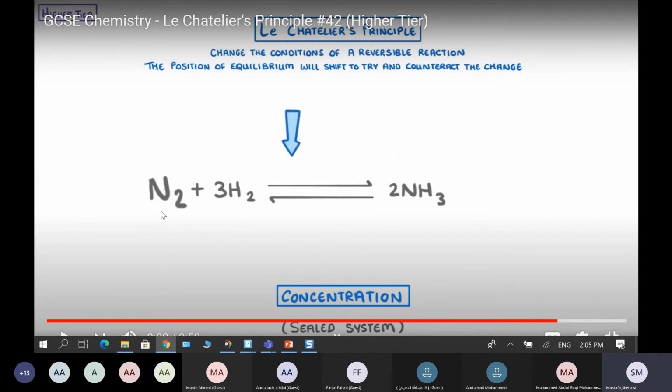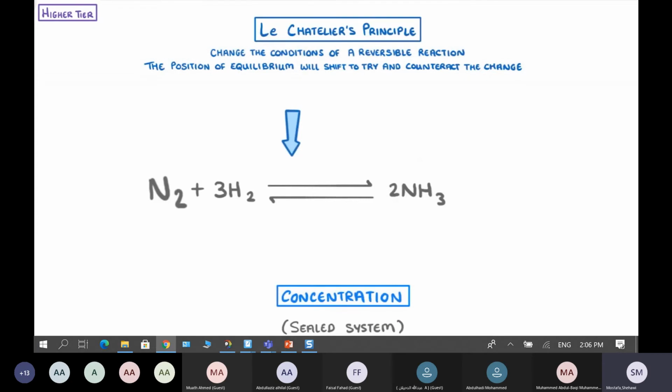So I'm increasing the concentration of nitrogen. The reaction will move in the direction that will counteract this change, which is the forward reaction that consumes nitrogen. So if I increase the concentration of nitrogen, the reaction will go in the forward direction, which is the direction that decreases the concentration of nitrogen gas. To oppose this change, the equilibrium shifts to the opposite side, which in this case is the right, and forms more ammonia.